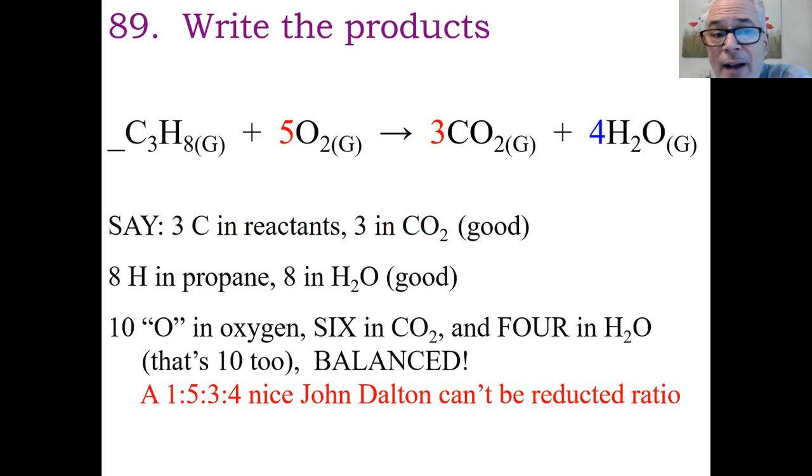And now we check. 3 carbons in the front, 3 carbons in the back. Good. 8 hydrogens in the front, 8 hydrogens in the back. Good. 10 oxygens on the reactant side, and we have 6 plus 4 oxygens in the product. It's balanced. What's John Dalton got to say about this? This reaction is in a 1:5:3:4 ratio. It cannot be reducted. That's supposed to say reduced. Oops, I made a little typo there. Can't be reduced. This is perfect. Except for reducted, whatever the heck that means.